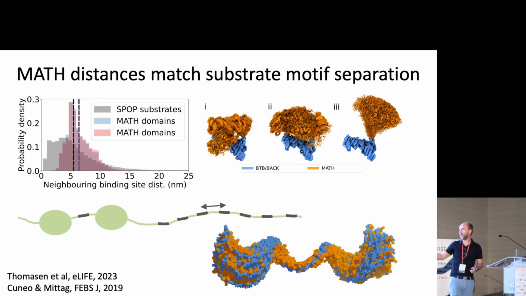I mentioned that there are these binding motifs that are distributed along the sequence of substrates, so we're also interested in whether this is somehow reflected in the distribution of the structures of this receptor molecule. And so we looked at the distribution of the distances between neighboring mobile orange domains, which then bind the substrates. And interestingly enough, it turns out that the distance distribution between neighboring binding sites very much resembles the distance distribution between neighboring peptides in these substrates. So there looks to be some kind of match between the relative distances in these disordered regions and the relative distances in these folded receptor molecules.